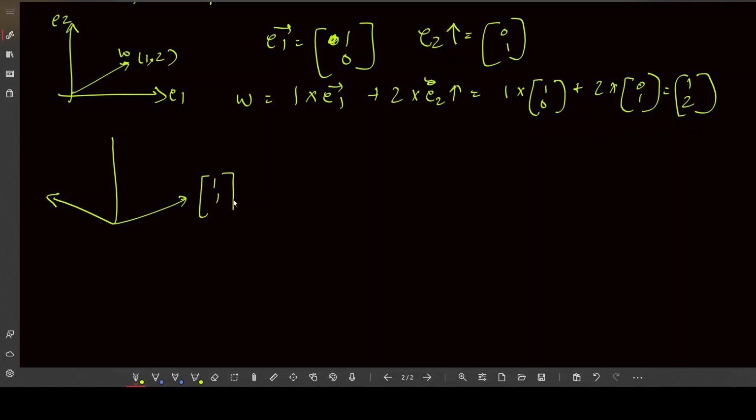One comma 1 and 1 comma minus 1, right? This is the basis A and this is the basis B. I'm just giving it a name. Now I have a vector in my A basis which is defined by 1 comma 2, and I want to translate this vector into the basis B. How do I do that? Let me derive the steps of how to go about it over here.